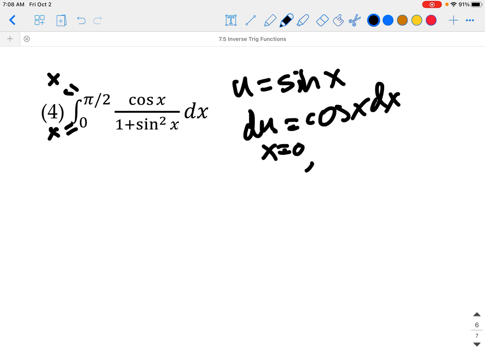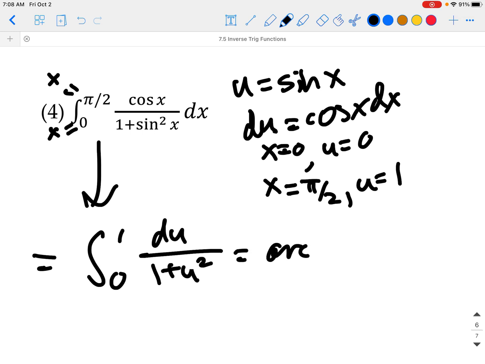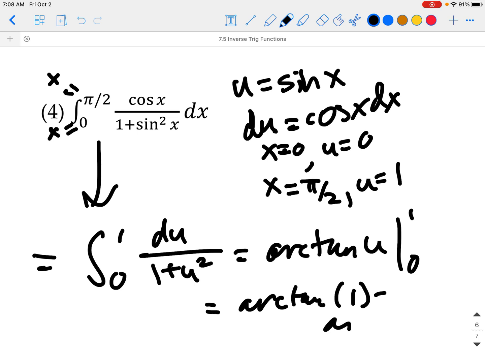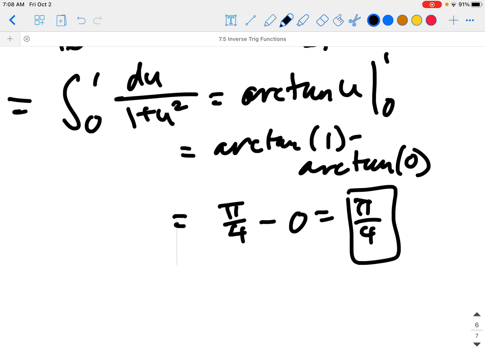So if x is 0, u is going to be sine of 0, which is 0. And if x is pi over 2, then u is equal to sine of pi over 2, which is 1. So this is just going to become a really nice integral. 0 to 1 of du over 1 plus u squared. So we'll have arctan of u from 0 to 1. So we'll have arctan 1 minus arctan 0. Arctan of 1 is pi over 4. And arctan of 0 is 0. So our answer is just going to be pi over 4.